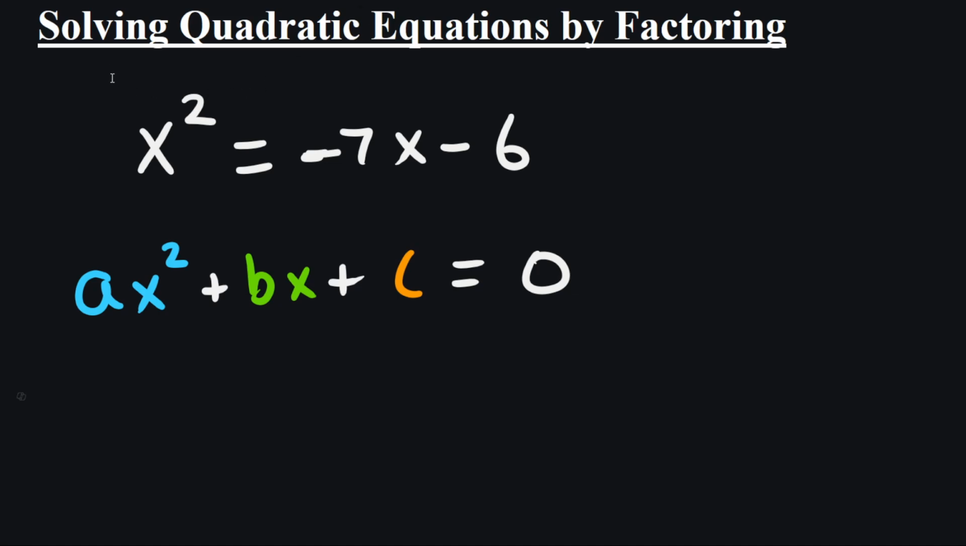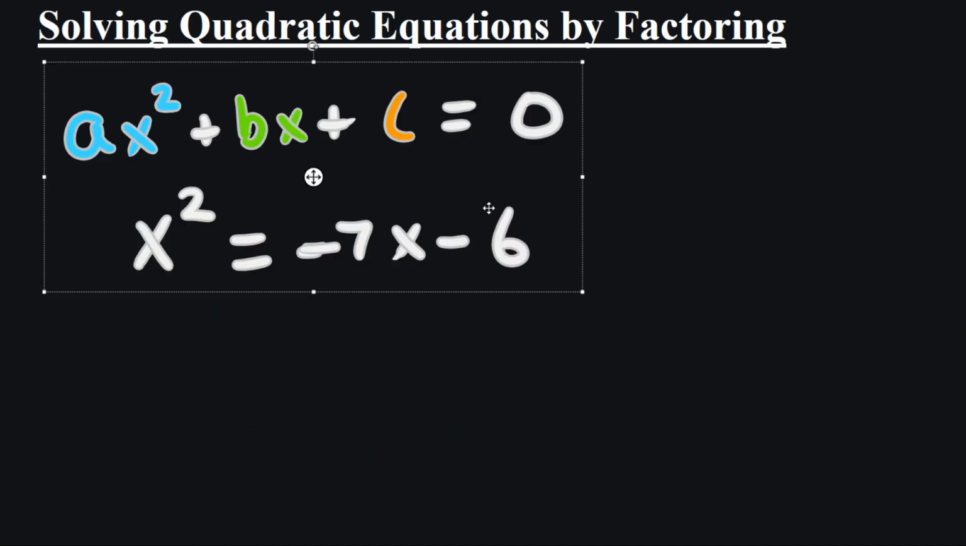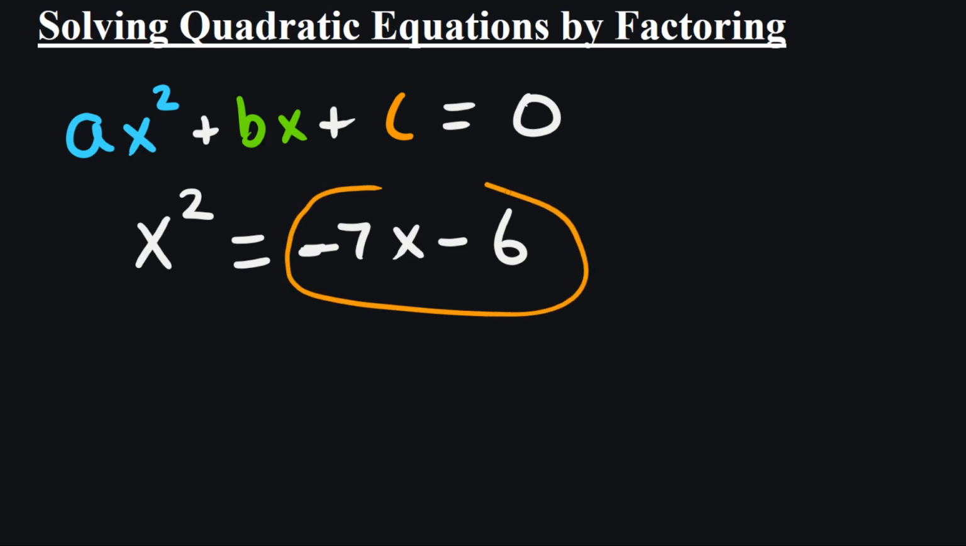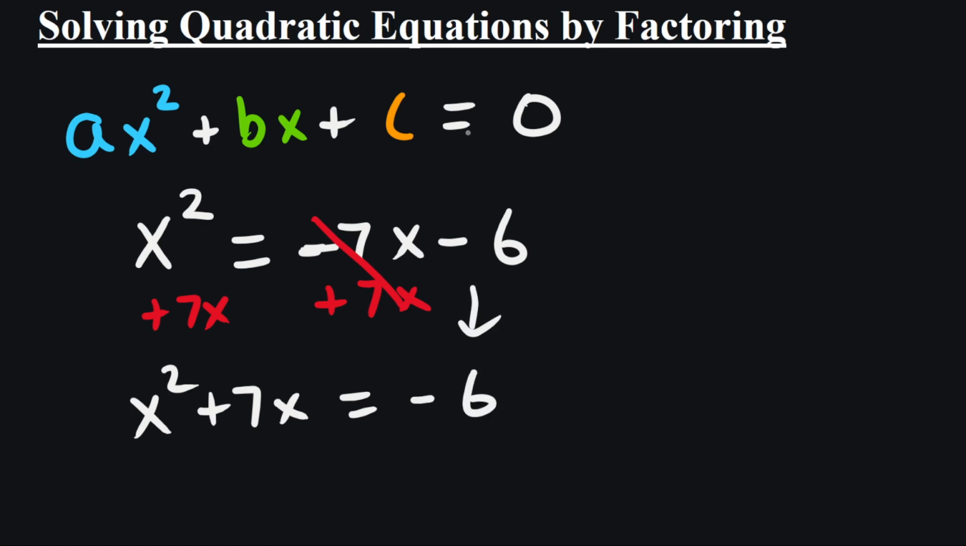Let's go ahead and move this down here. Let's move these back up. Okay, so what do we do to get this equation in this form? Well, let's move everything to the right of this equal sign to the left of this equal sign. For this negative 7x, we'll just add 7x to both sides. So plus 7x and plus 7x. Those will cancel. And on the left side, we have x squared plus 7x equals, and we have negative 6 remaining on the right side.